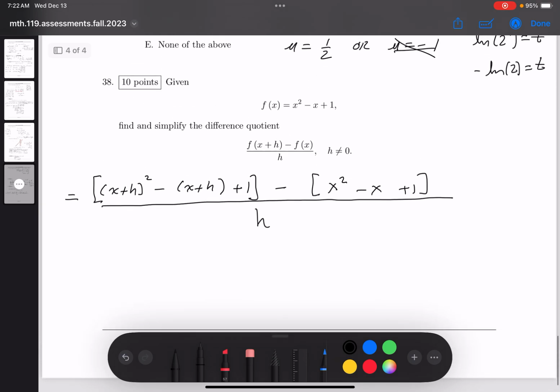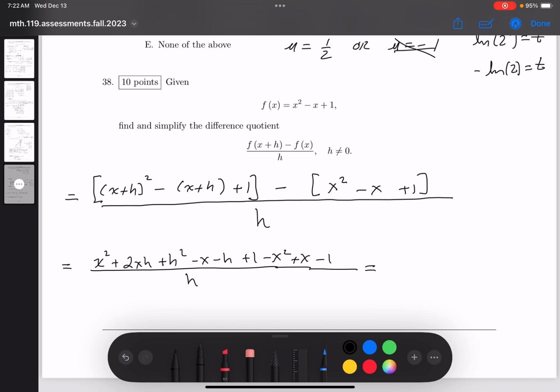I need to expand this out and simplify. What are you going to get? It doesn't look too bad. x squared plus 2xh plus h squared minus x minus h plus 1 minus x squared plus x, let's see, minus 1, and that's over h. Let's keep moving.